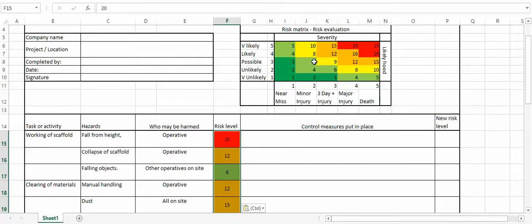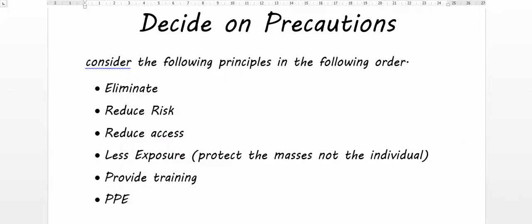Falling objects, it came to around 6, so I guess it must have been possible. There wasn't much up there, but because they were really small things, then I considered it only to be a minor injury. Again, this is an important part of the assessment, but it's very subjective. But at least it gives you the ability to compare different risks, and it gives you an opportunity to identify areas of significant risk.